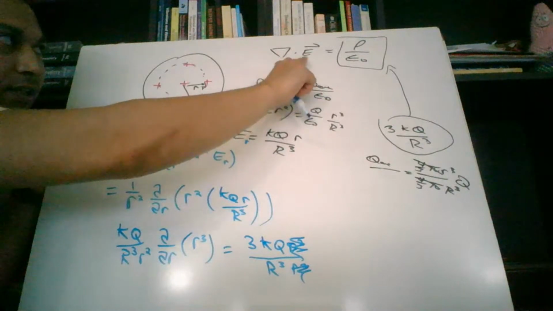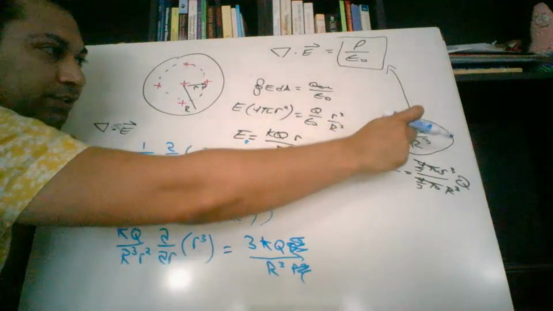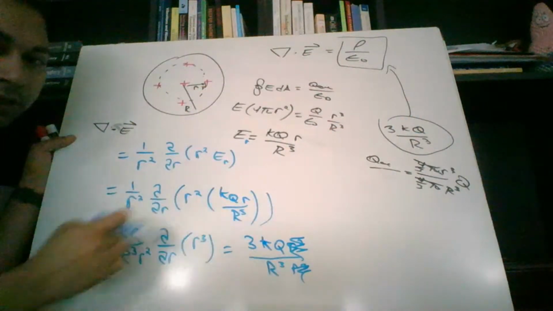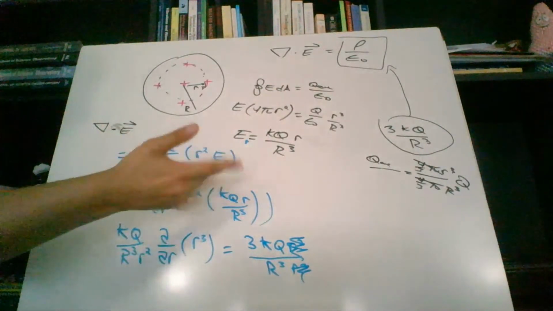So when we took this side of the equation, we got 3kq over r cubed. When we evaluated this side, we end up with 3kq over r cubed. So either way, they work out to be the same value. And that's how you do that.